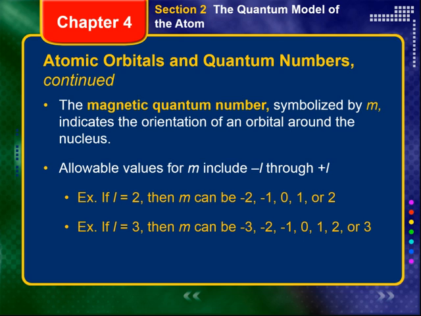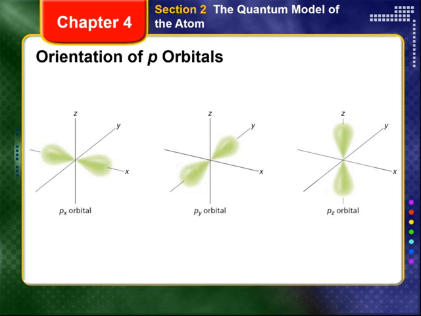As is shown in figure 4-14, the lobes of a p orbital can extend along the x, y, or z axis of the three-dimensional coordinate system. There are therefore 3 p orbitals in each p sublevel, which are designated as p sub x, p sub y, and p sub z orbitals. The 3 p orbitals occupy different regions of space and correspond, in no particular order, to values of m being -1, m equaling 0, and m equaling +1.